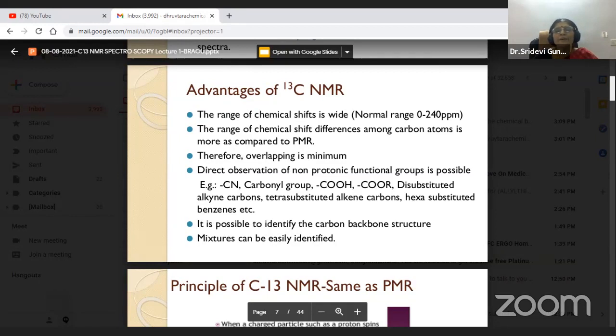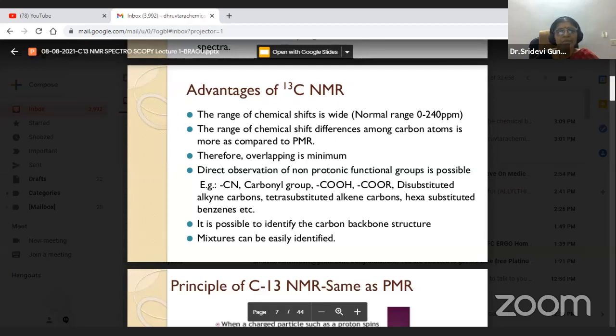So that's the reason why there will be overlapping and complex spectra, and multiplicity and signal spin coupling further complicate the problem. Most of the time we'll be getting second order spectra, especially for complex molecules. That problem is not seen here, because the chemical shift among various carbons is larger. So each and every carbon appears separately, and therefore overlapping is minimum.